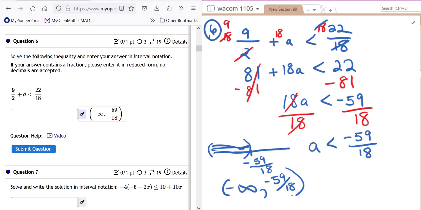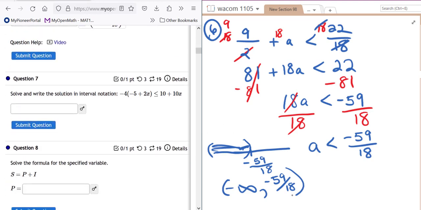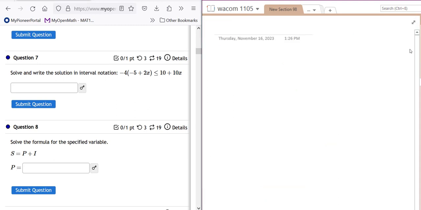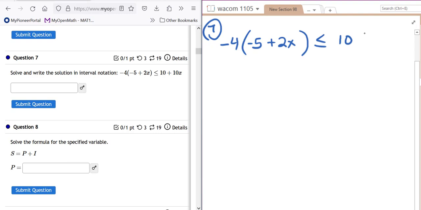Good. All right, we have one more inequality here, so we'll try it. Number 7. Negative 4 times negative 5 plus 2x is less than or equal to 10 plus 10x.